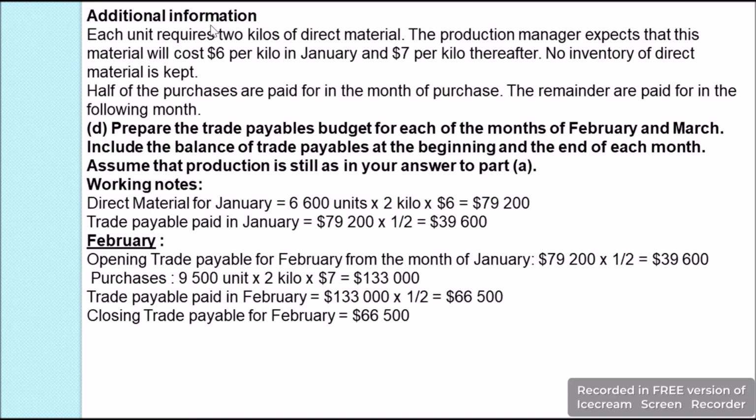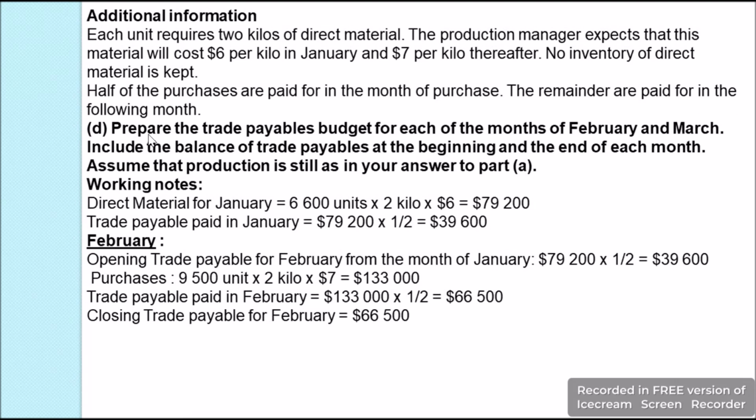Furthermore, additional information is provided. Each unit requires 2 kg of direct material. The production manager expects that this material will cost $6 per kilo in January and $7 per kilo thereafter. No inventory of direct material is kept. Half of the purchases are paid for in the month of purchase. The remainder are paid for in the following month.